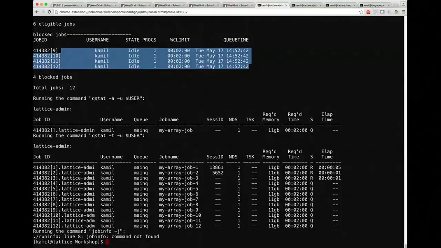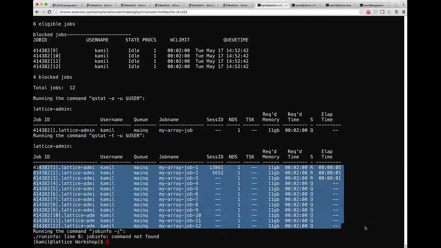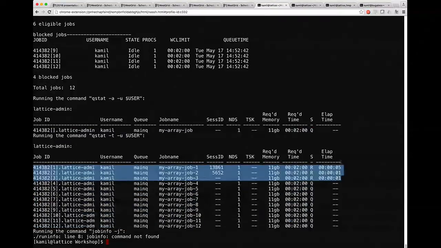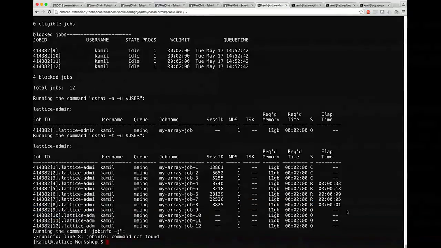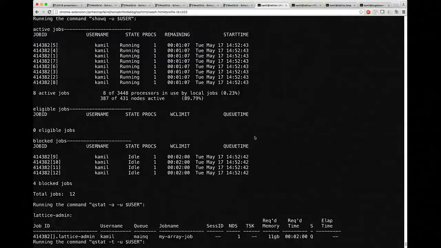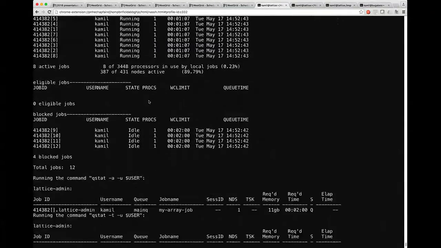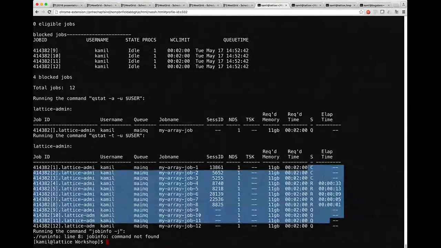If we did a straight qstat -a, we would just see this, with state queued. But if we do a qstat -t, we can actually see each of these tasks individually. So we can see that some of them have already started running, but the rest are queued. We can redo that. We can see more jobs running with showq. And here we see more states. Some are already complete, others are still running.